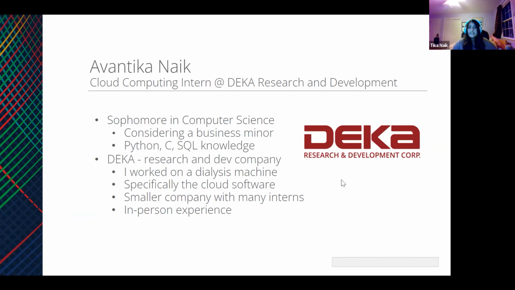But what I worked on was the cloud software. So getting the machine information to the cloud so your doctor and others can see it. And DECA as a company is pretty small. It's around 800 people and 50 of them were interns. So it was a really high intern population, and it was an in-person experience up in New Hampshire, which was really exciting after having a whole remote year of schooling pretty much.